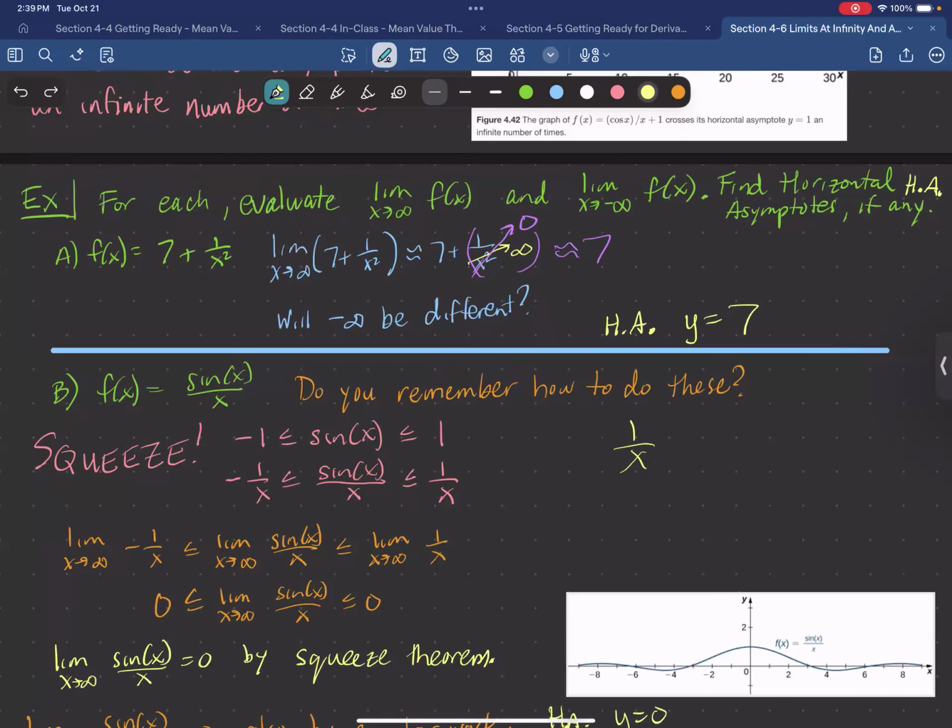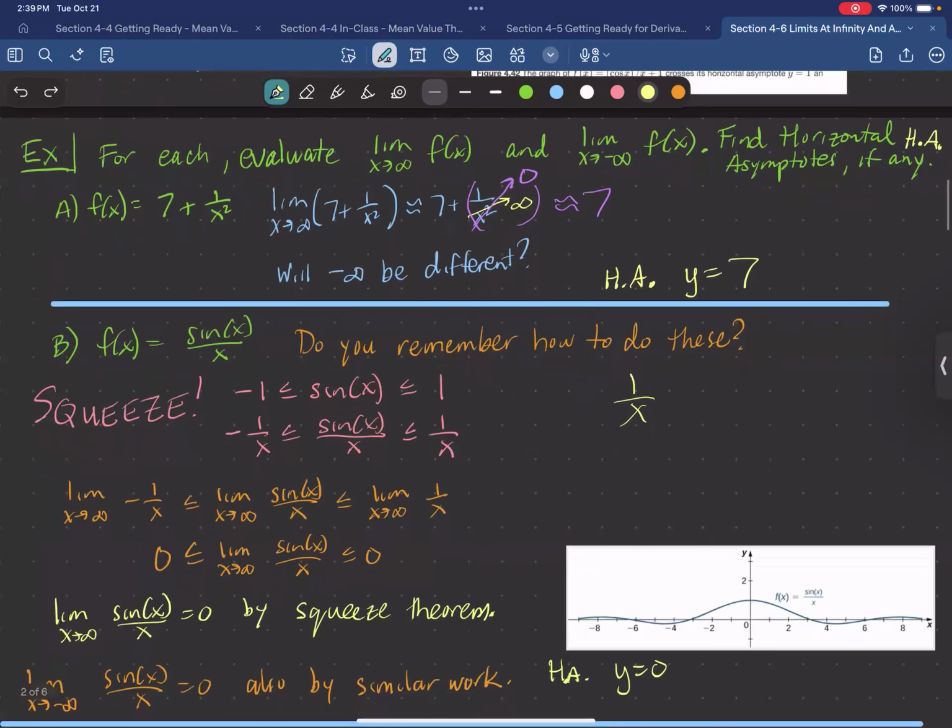And if you do the math, you will see that the limit as x goes to negative infinity is also 0. One way to do it is do a little u substitution, say u equals negative x. If u equals negative x, as x goes to negative infinity, u is going to positive infinity. So x is the same as negative u, and you'll see that the math still works out the same.